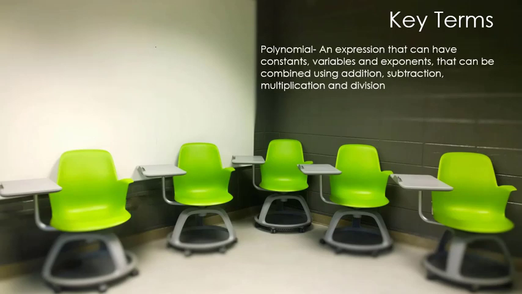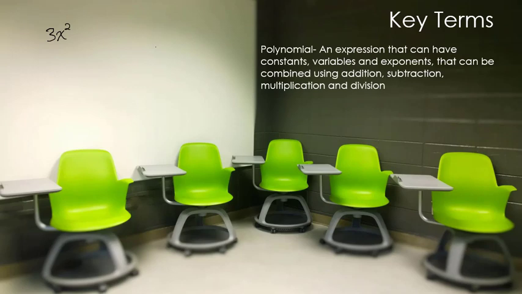All right, next key term we got here is polynomial. Poly meaning many. An expression that can have constants, variables, exponents can be combined using addition, subtraction, multiplication, and division. So for an example of a polynomial, because all of that might be nonsense to you, we'll define it using examples. So if we had 3x squared, like from a previous example, that is a monomial, but it's also a polynomial. So monomials are polynomials, kind of like all dogs are animals, not all animals are dogs.